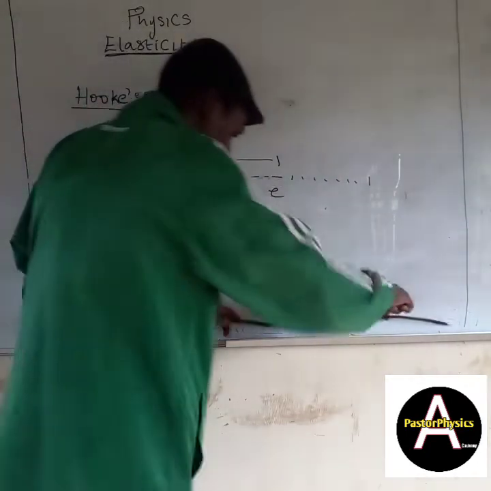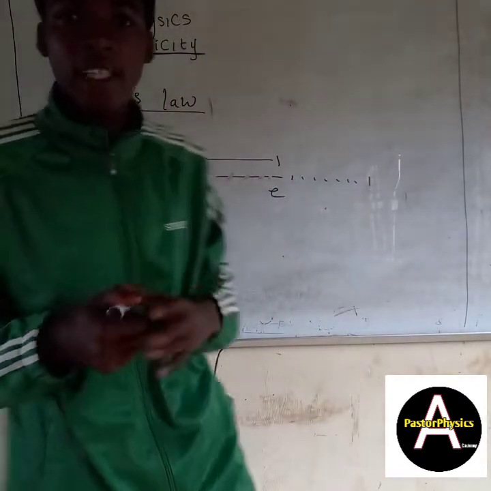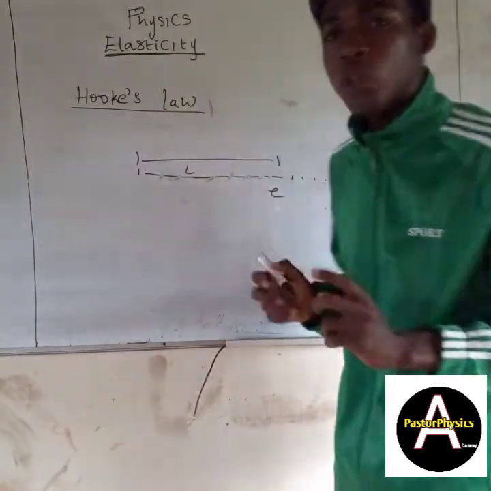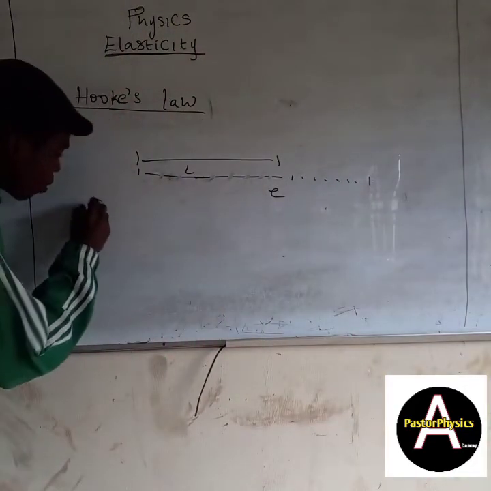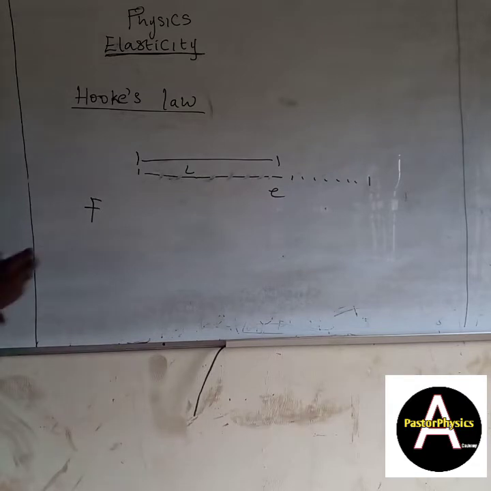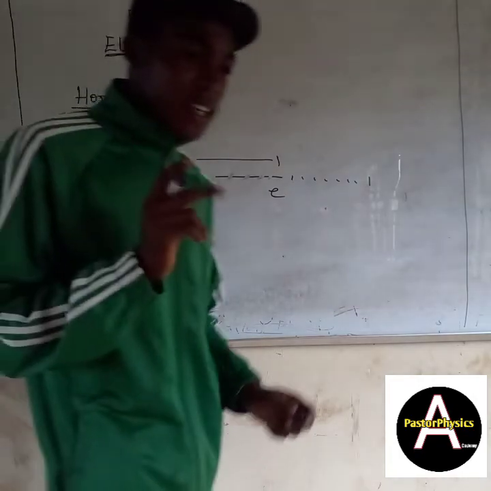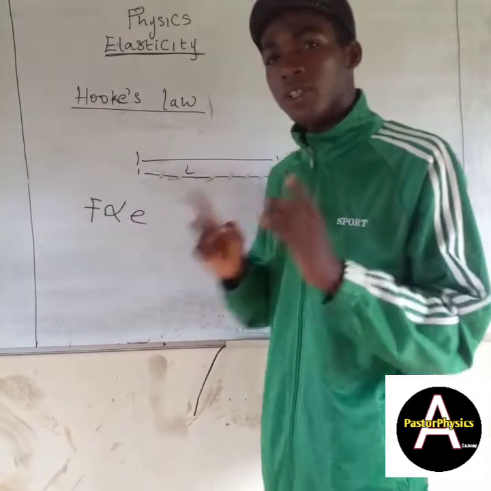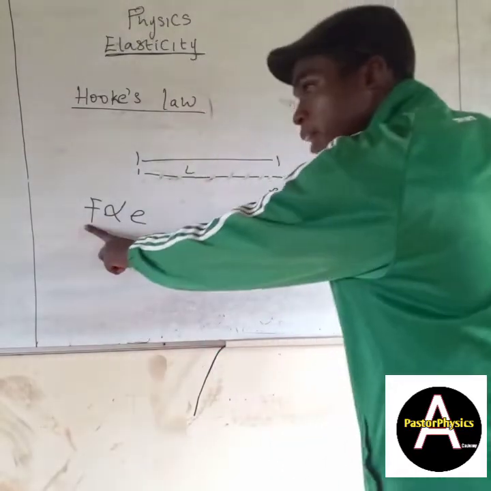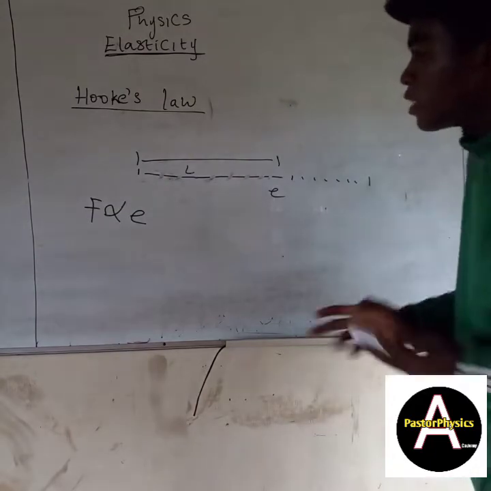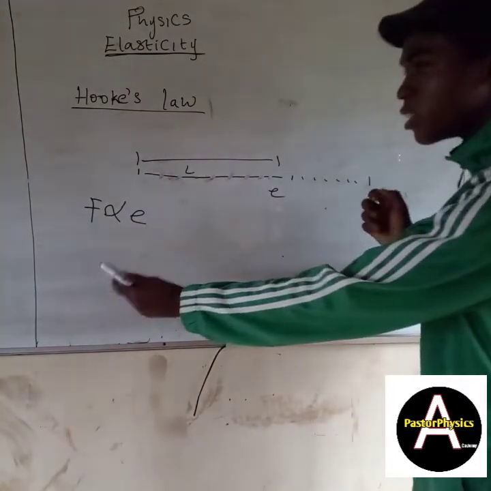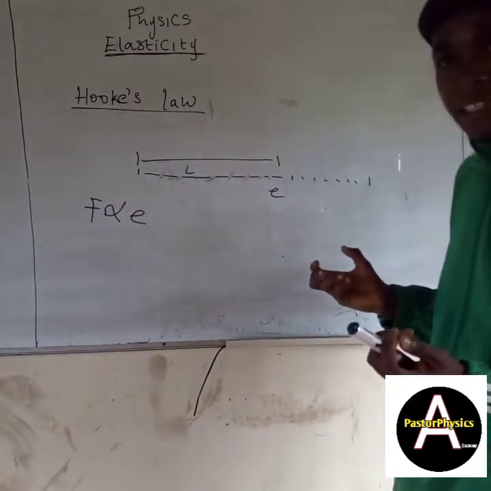Now let us define Hooke's law. Hooke's law of elasticity states that provided that the elastic limit of an elastic material is not exceeded, the force applied, are you getting it, is directly proportional to the extension. Provided that the elastic limit of an elastic material is not exceeded, the force F applied to the material is directly proportional to the extension. What does that mean? It means that the more I apply the force, the more the extension. The less I apply the force, the lesser the extension.